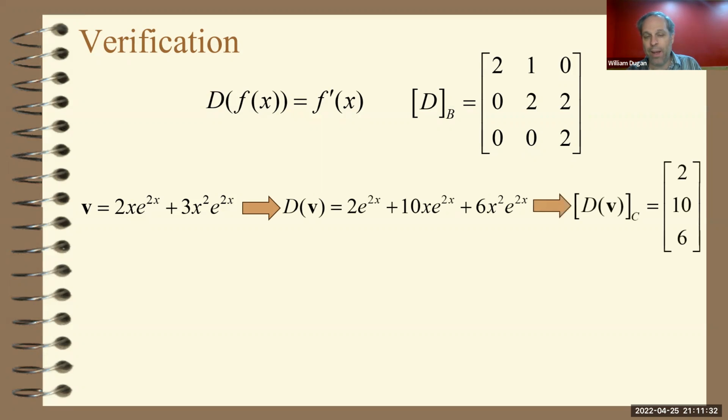And then I can write down the coordinates of that image relative to B. Relative to B, there shouldn't be a C there. Relative to B.